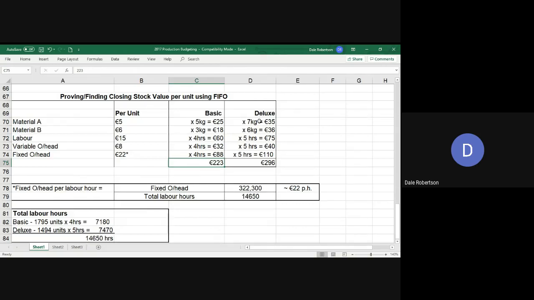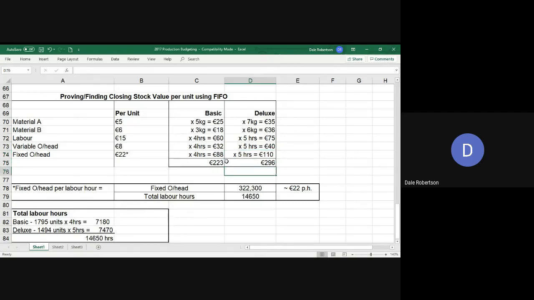You do the same process for the deluxe. It's 7 kilos of material A, and 7 by 5 is 35. It's 6 kilos of material B, 6 by 6 is 36. It's 5 hours for the labor, 5 by 15 is 75. It's 5 hours for the variable overhead, 5 by 8 is 40, and it's 5 hours for the fixed overhead. And that gives you a total of 296.